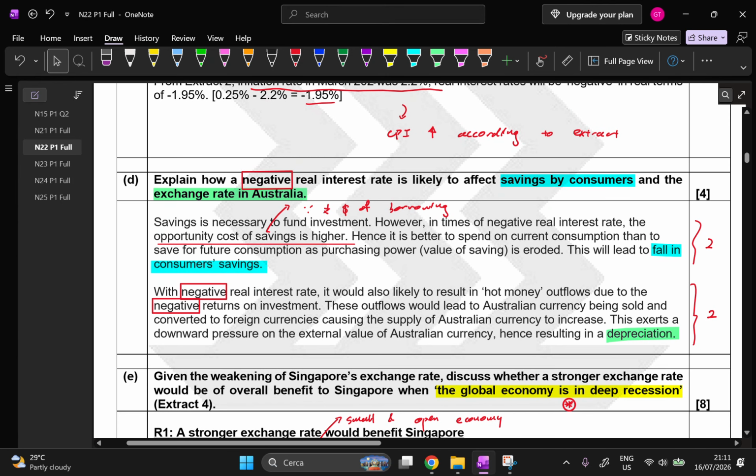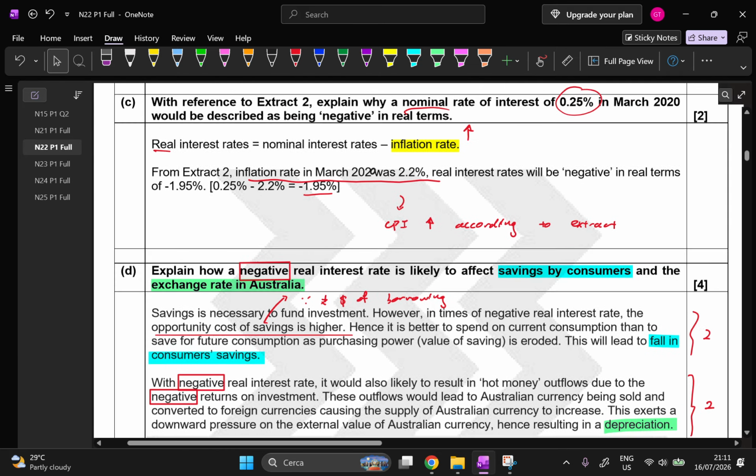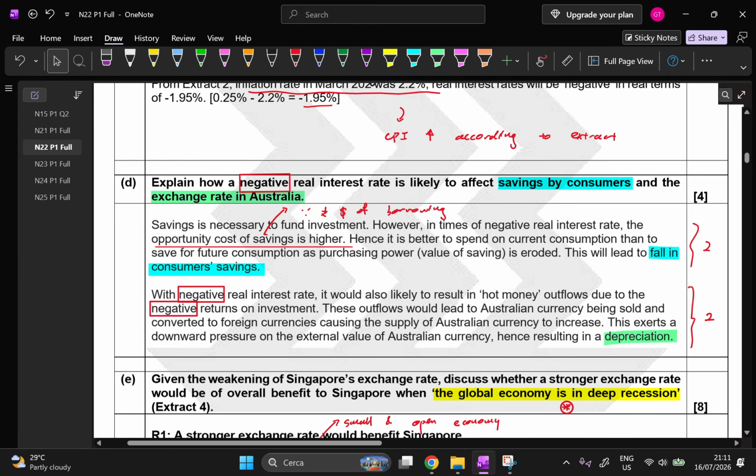Let's go on. D, explain how this negative real interest rate is likely to affect savings and the exchange rate. Okay, I would like to point out a mistake that I myself made yesterday when I was doing this CSQ. Okay, I think we can all understand how savings will decrease because of negative real interest rate, right?